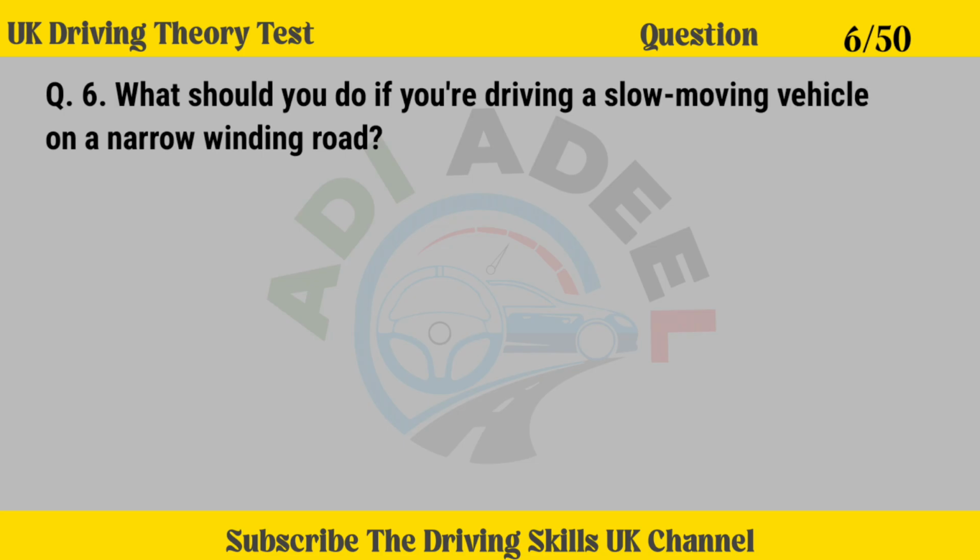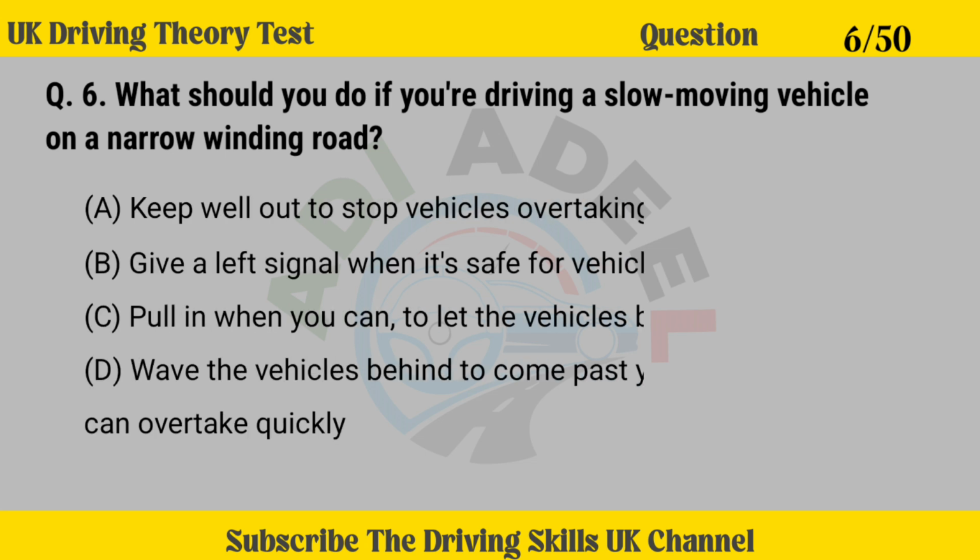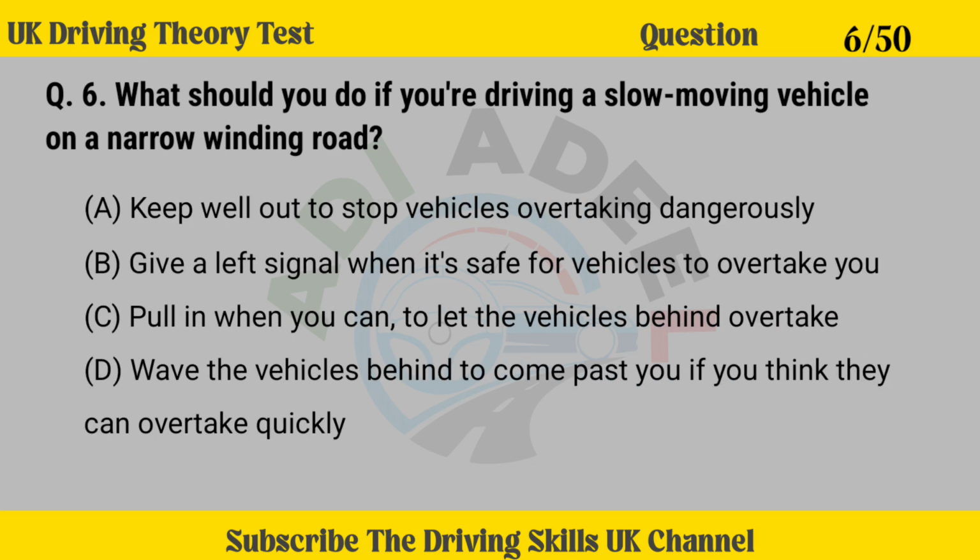Question 6. What should you do if you're driving a slow-moving vehicle on a narrow, winding road? A. Keep well out to stop vehicles overtaking dangerously. B. Give a left signal when it's safe for vehicles to overtake you. C. Pull in when you can to let the vehicles behind overtake. Or D. Wave the vehicles behind to come past you if you think they can overtake quickly. The answer is C. Pull in when you can to let the vehicles behind overtake.